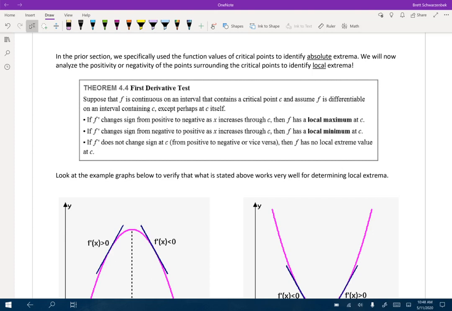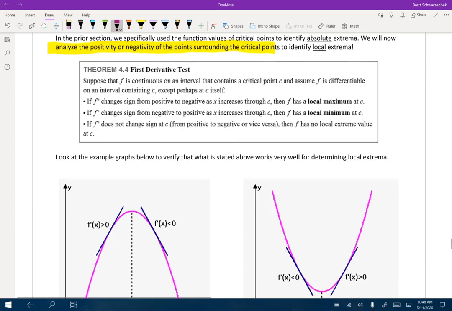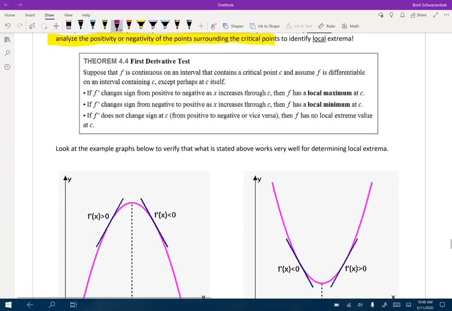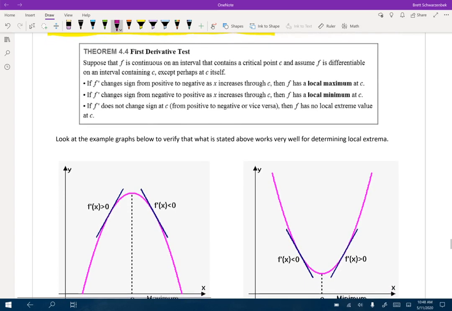We're going to have to analyze the positive and negativity of the points surrounding the critical points. Okay, so this in the beginning is a learning curve on understanding what it's about. So instead of just jumping into the problems, I do a little bit of explanation here just to make sure that all is good with understanding what's going on.